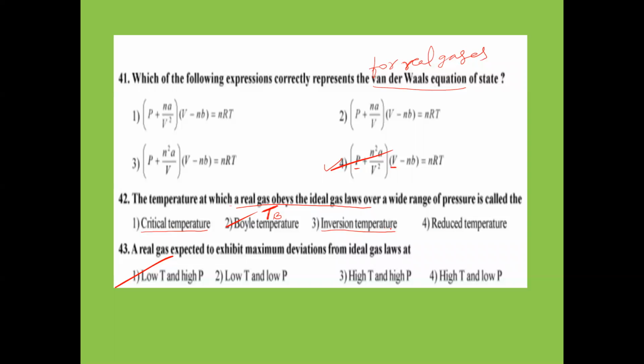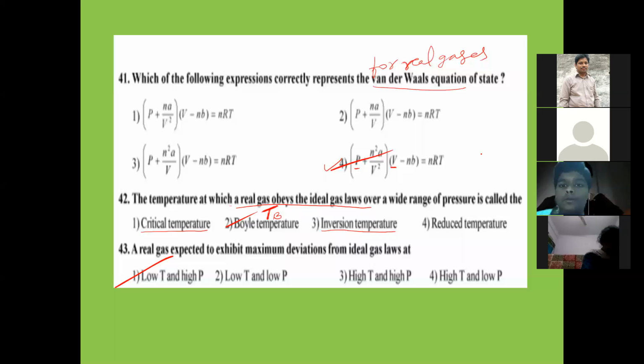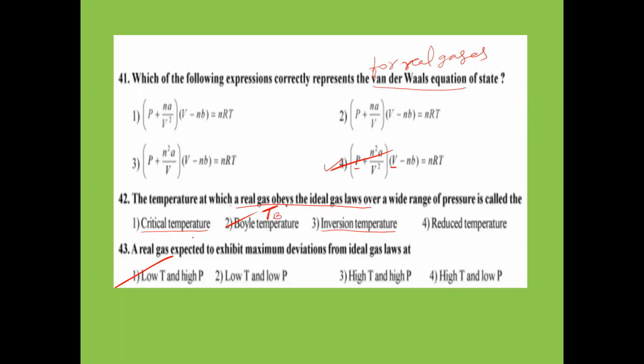We are going to discuss this. Next, reduced temperature is not necessary here. So these three temperatures will be there for a real gas: critical, Boyle's, and inversion temperature. Keep these points in mind. It's about the different types of temperatures of real gases. So the answer is Boyle's temperature here.